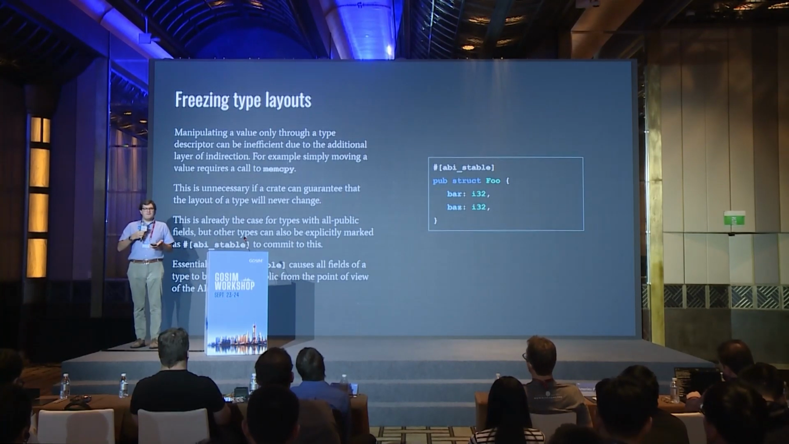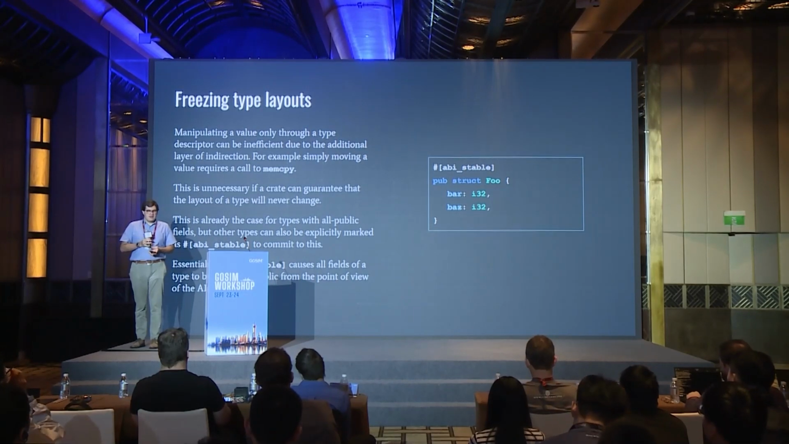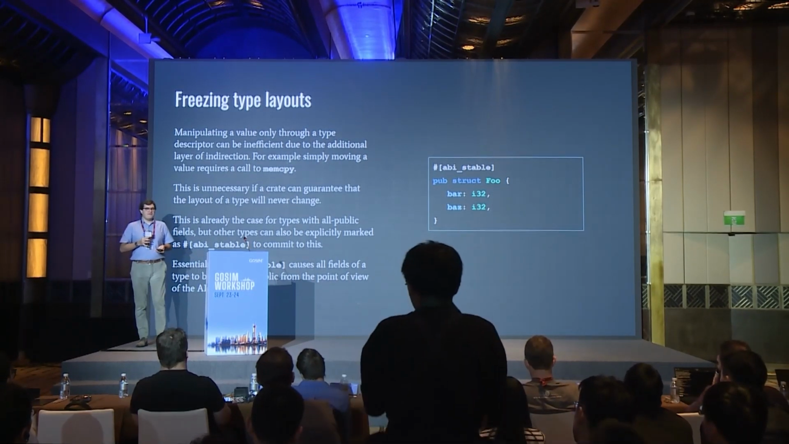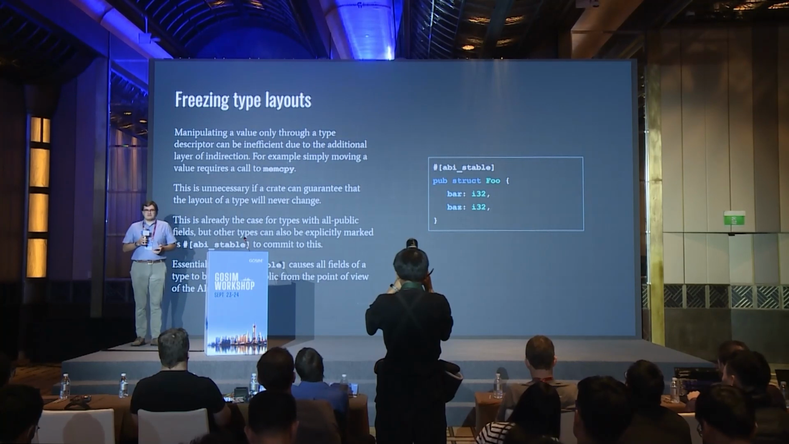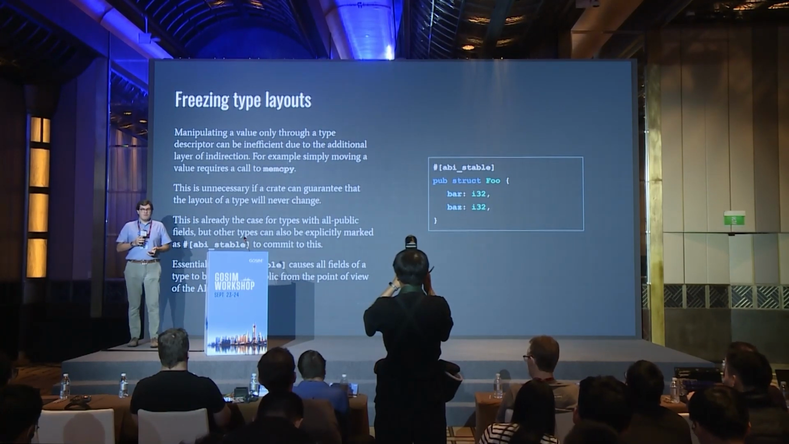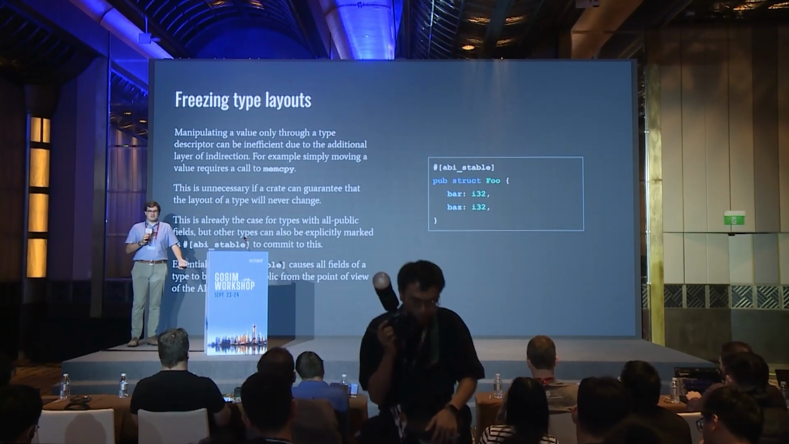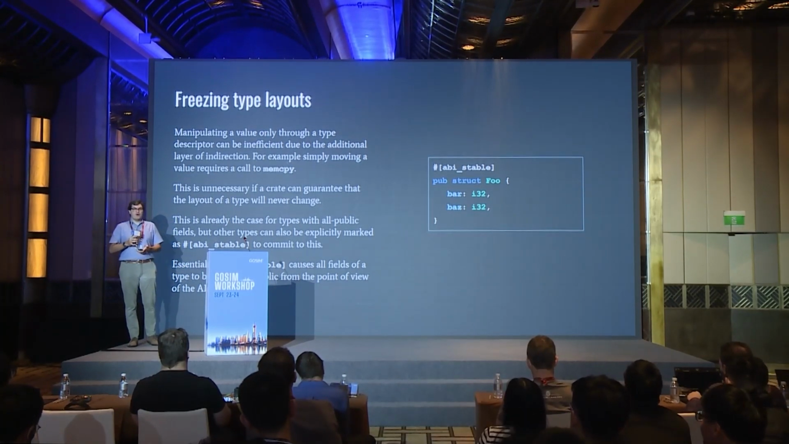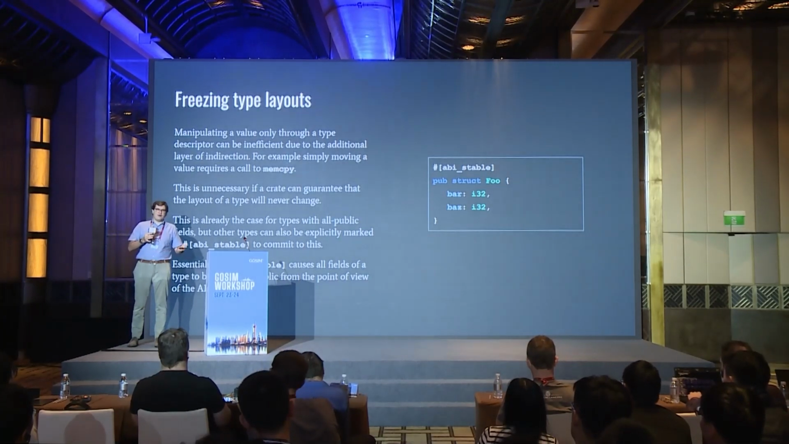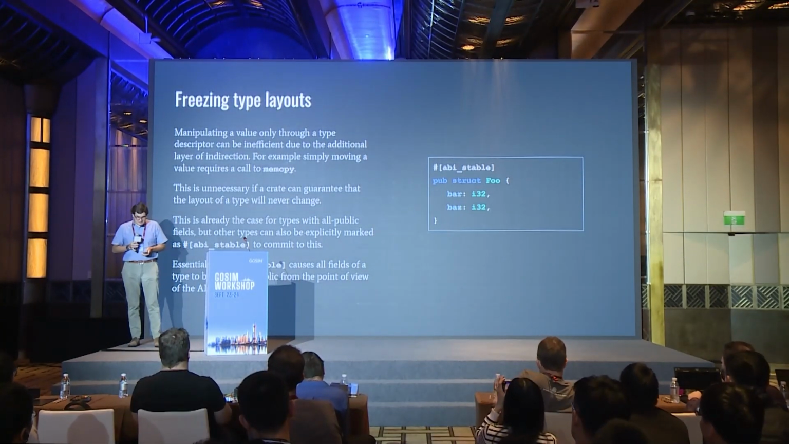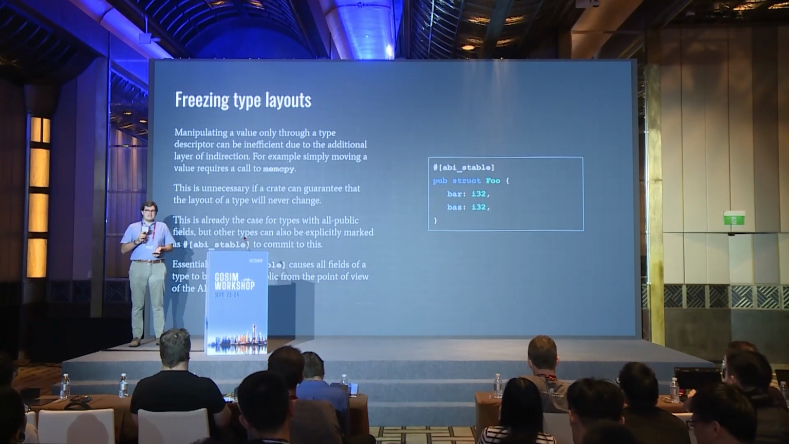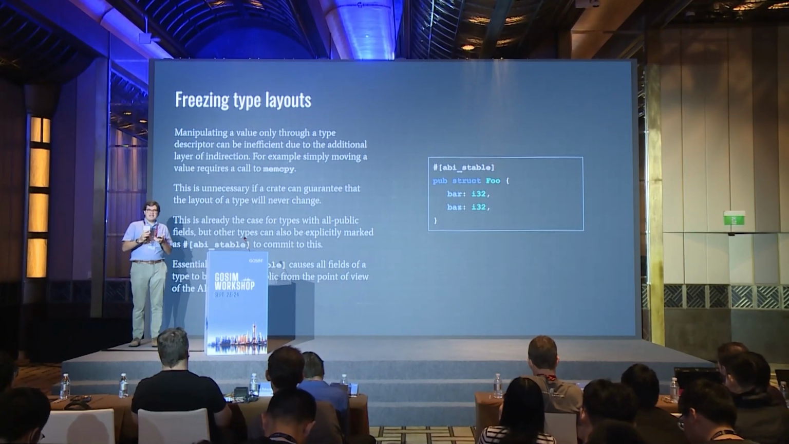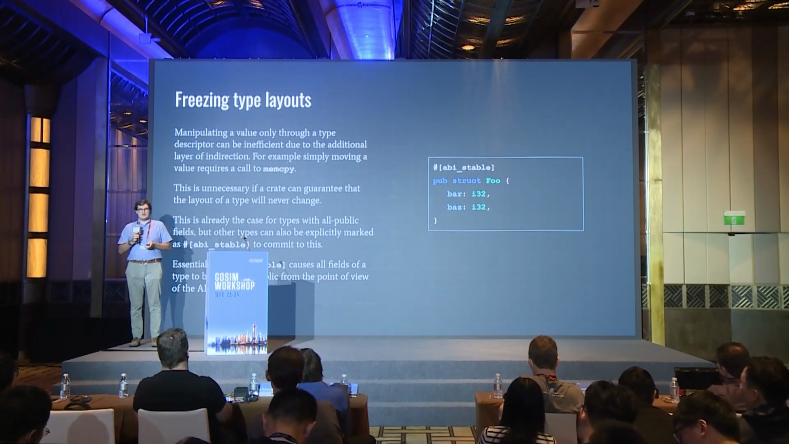For example, if we're only manipulating a type through a type descriptor, it can be very inefficient to perform basic operations. Consider this foo structure. It's an 8-byte structure. Moving it can be done using a single instruction. However, if we don't know the layout of this type, we have to do an expensive call to memcpy to move it around. And this is actually unnecessary in many cases where the crate, despite keeping some of the fields private, is still willing to guarantee that the layout of the type will never change.